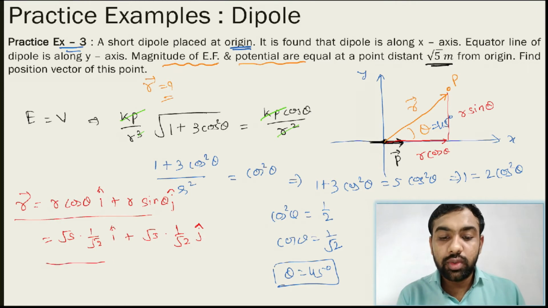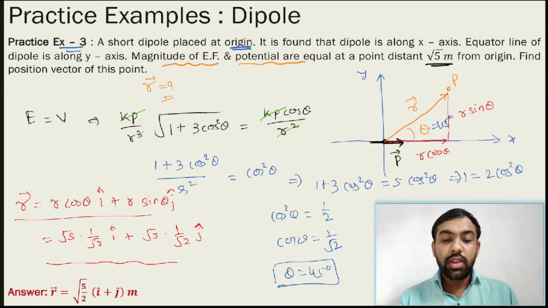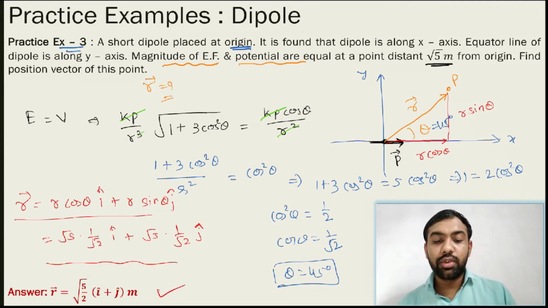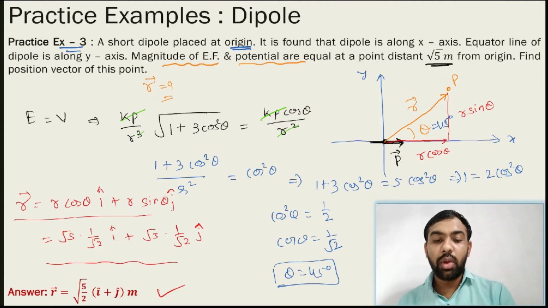All of you guys note this one in your books, then after that we will go to the next one. Note it, and your answer is this one. After simplifying we get the answer root 5 by 2 (i plus j) meter; you take the common factor root 5 by 2 out. Okay, so you get this answer. All of you note this, then we go to the next one.